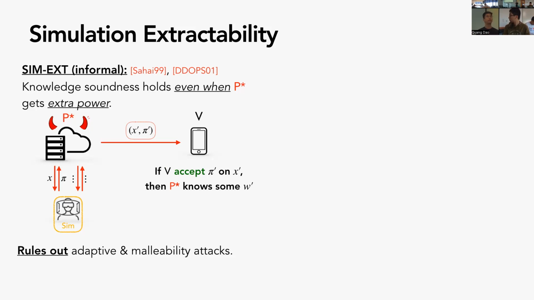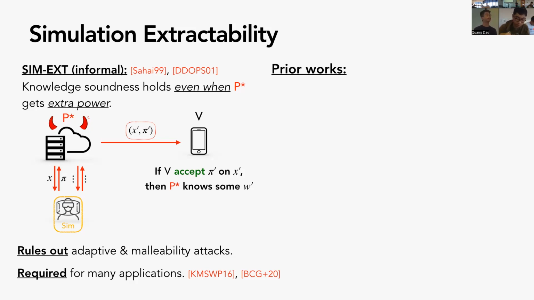From this sort of informal definition, we can see how this would rule out the previous two classes of attacks, namely adaptive and malleability attacks. Moreover, it turns out that in many proposals of private smart contract platforms, SIM-EXT is a required property in order to prove the system secure. So given the role of SIM-EXT in real world security, one might ask, which zkSNARKs satisfy SIM-EXT, and can we build them?